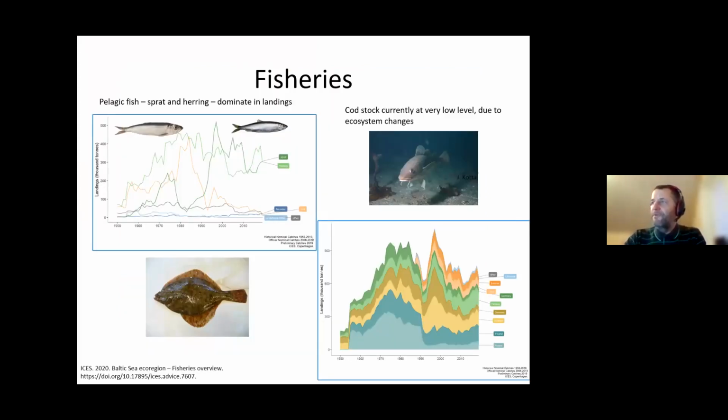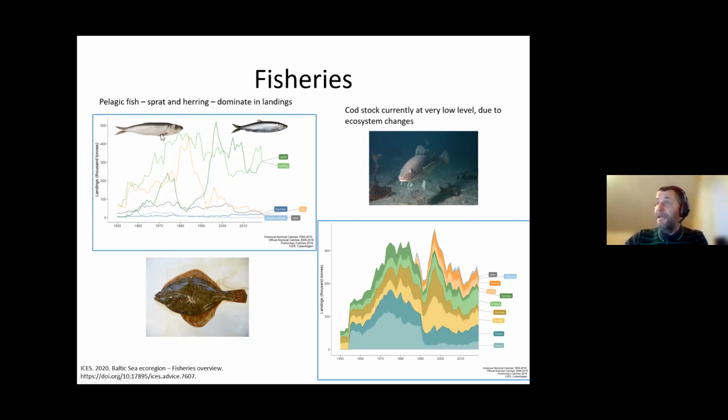Some fish species have huge problems in the Baltic Sea. One of them is cod. Cod is currently at a very low stock level due to ecosystem changes, but also heavy exploitation. Cod catches, we have fairly good data about the landing statistics going back to the 1950s. So the yellow line is cod. Cod has basically disappeared during past decades. The catches are very low because there is not much cod in the Baltic Sea left.